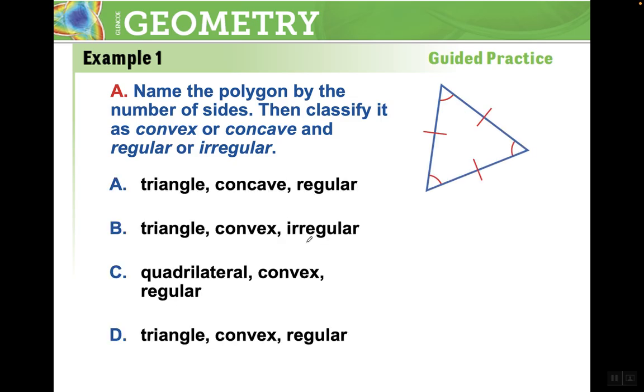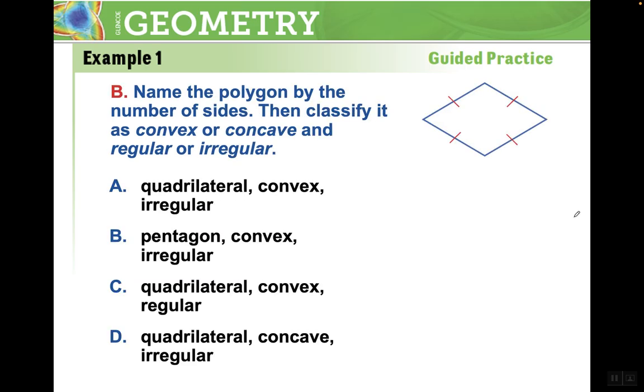All right, I'll let you do this one. You can pause it real quick. Okay. Well, it's a triangle. It's convex and it's regular. It's equiangular and equilateral. So it's definitely convex.